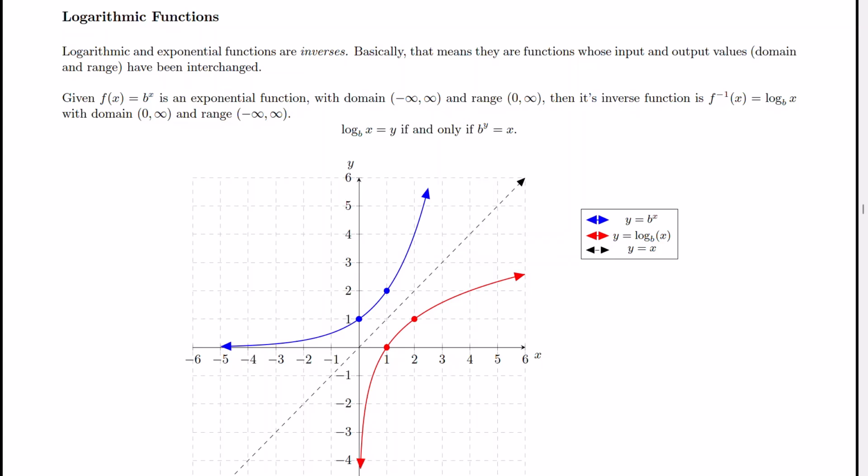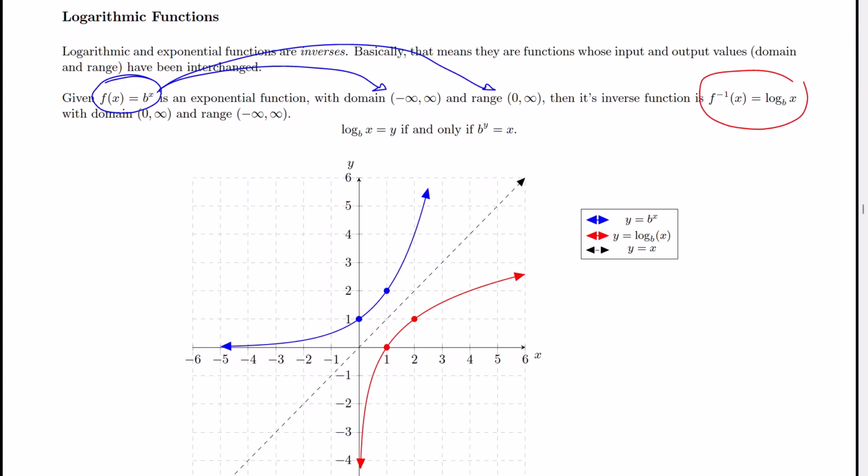So if I'm starting with a function called f of x equals b to the power of x, we know this is an exponential function. We know that the domain of this function is negative infinity to positive infinity, meaning those are all the numbers we can plug in, and its range is 0 to infinity. These are all the numbers we will see as the output. Then the inverse function will be called f inverse of x equals log base b of x. So this is the inverse function. It's got a logarithm in it.